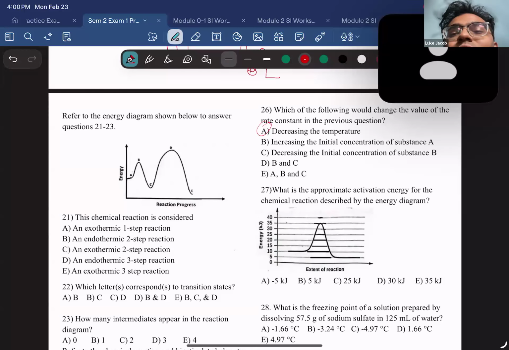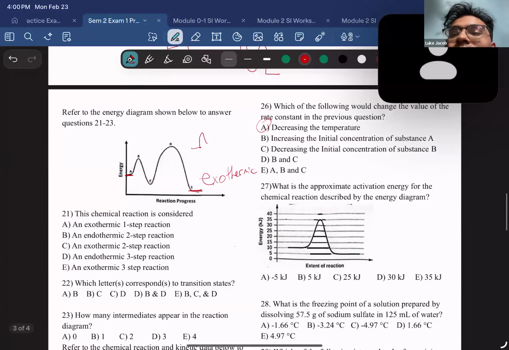So, questions 21 to 23 refer to the energy diagram shown below. Okay. This chemical reaction is considered a... When you look at these reaction diagrams, if reactants are greater than products, it releases energy. It's exothermic. Think of a ball, right? When you drop a ball, it releases energy in the form of kinetic energy. It's the same thing in this case. When the thing drops, it releases energy.